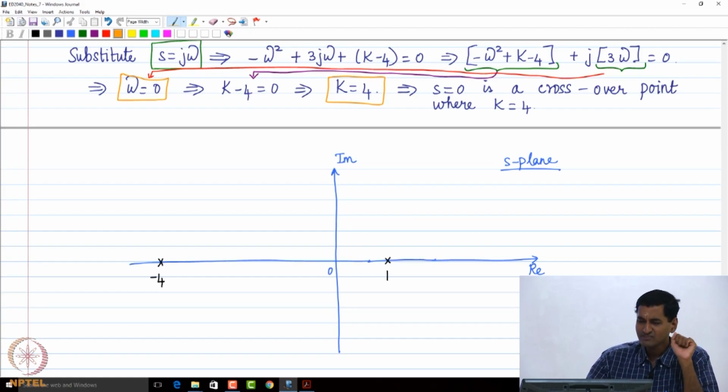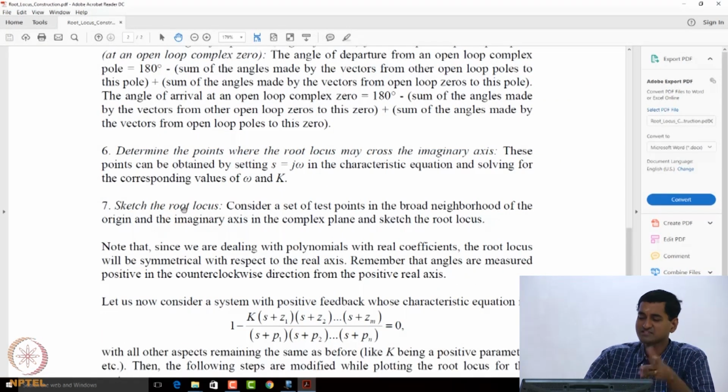So that is step 6, determining the crossover point. The final step is to sketch the root locus. By and large, what we need to do is steps 1 to 6. What I expect of you when you draw the root locus by hand is to methodically do steps 1 to 6. By that time, as you keep on constructing root loci, you will have an idea as to how to construct the final root locus approximately.